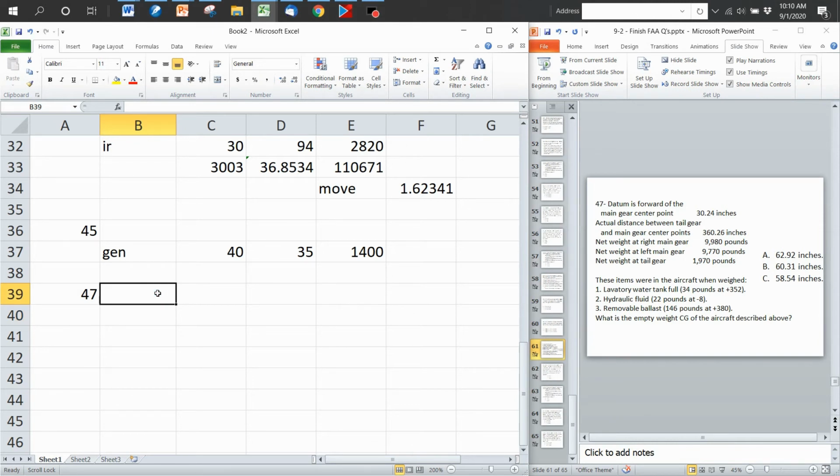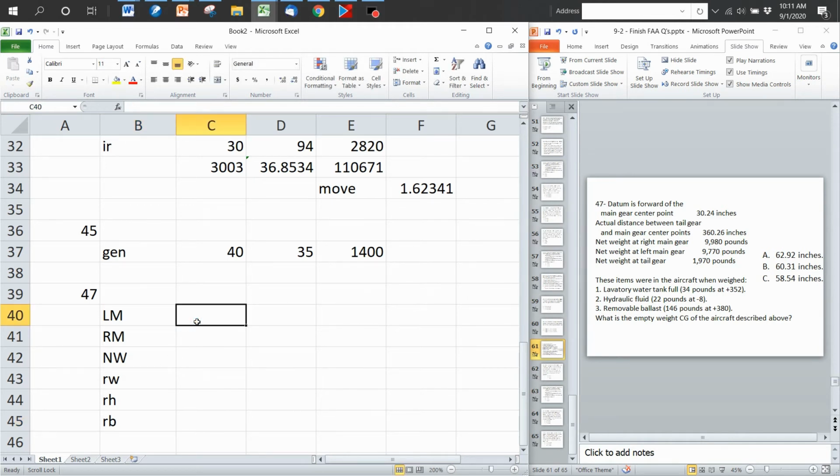So we're going to work our question number 47, and we are going to start with our left main and our right main and our nose wheel. And then we are going to remove water. And I'm going to go ahead and put remove hydraulic fluid in there, even though we're going to zero it out. And we are going to put remove ballast. And that's what we're going to be putting in this problem.